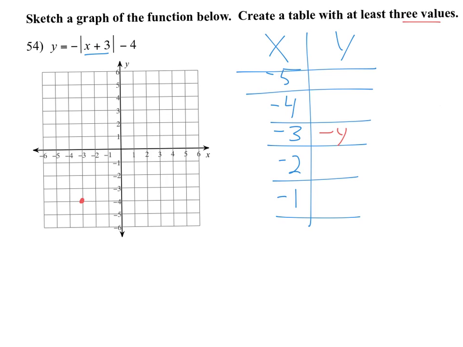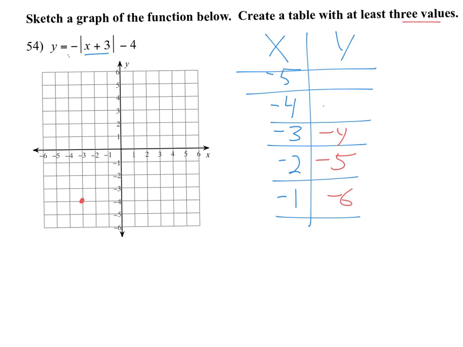If I do -2, -2 plus 3 is 1. Absolute value is still 1. Negative makes it negative. So -1 minus 4 is -5. If I go up another one, -1 plus 3 is 2. Absolute value is still 2. -2 minus 4 is -6.